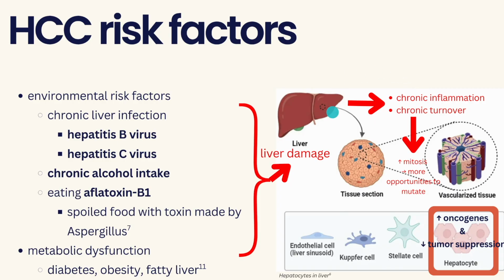Since the hepatocytes are damaged, the mitosis will be ramped up to replace those hepatocytes. So if you increase the mitosis that's occurring, we also increase the opportunities for mutations to occur. And let's say these mutations that occur eventually happen to be oncogenes or inhibition of tumor suppressor genes. This could lead to cancer.